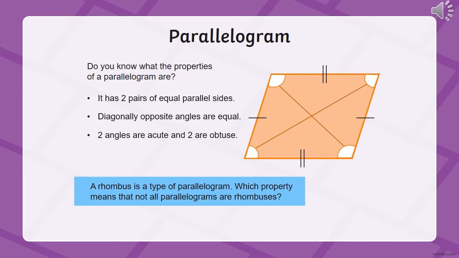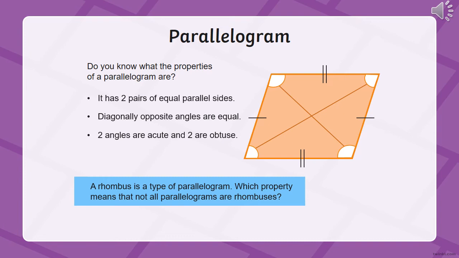It has 2 pairs of equal parallel sides. Diagonally opposite angles are equal. And 2 angles are acute and 2 angles are obtuse. Now a rhombus is a typical parallelogram. Which properties mean that not all parallelograms are rhombuses?